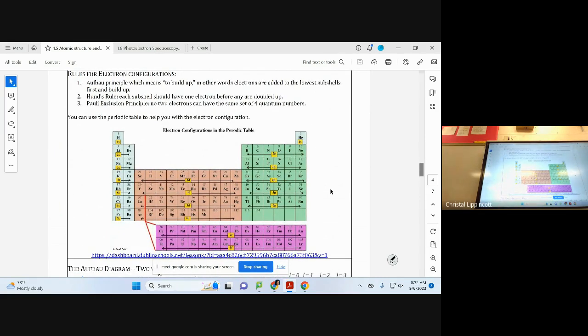And these are your rules for your electron configurations. So remember, you have to fill the smallest subshells first. Then you have to have 1 electron in each orbital before you can double up. And then you have to have them opposite spin when they're in that orbital.